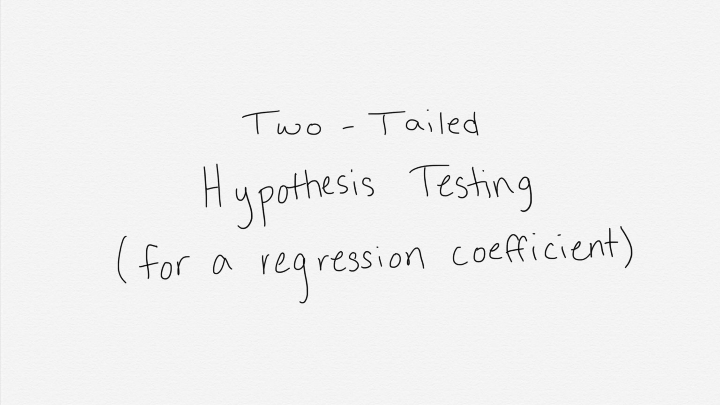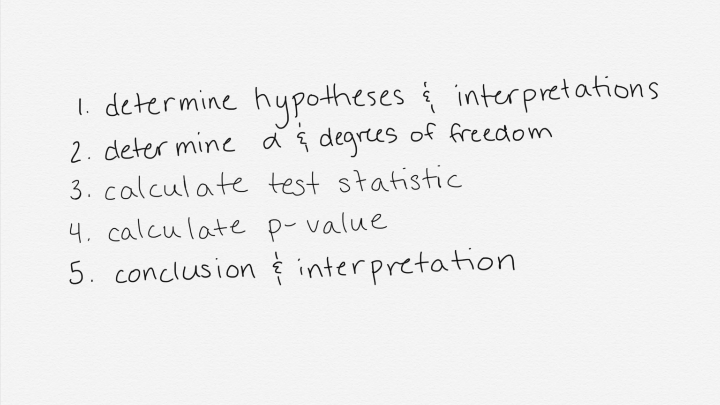Today I'll be talking about two-tailed hypothesis testing for a regression coefficient. Once you get regression output, either from Excel or maybe it's just provided in the problem instead of the raw data, you're often asked to do a hypothesis test on the coefficients. So why do we do hypothesis testing, and what are the steps to running a hypothesis test?